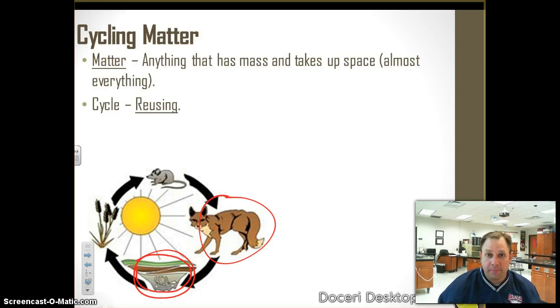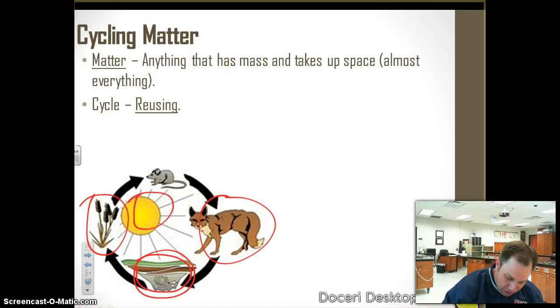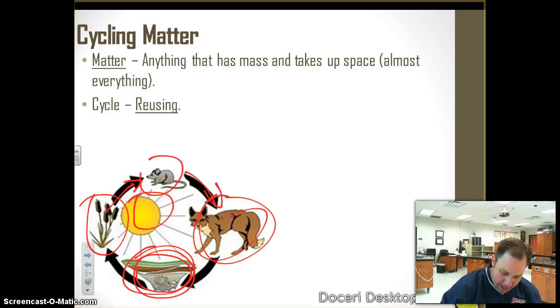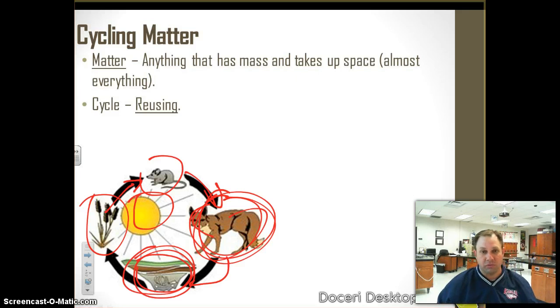Then what's going to happen? Well, the plants using sun and soil are going to start to grow, and they're going to get nutrients, and thus the whole cycle starts all over again. Then we go back to the mouse eating the plant, the fox eating the mouse, the fox dying, and the remains being broken down by the decomposers, returning them to the soil, and then the whole cycle starts all over again.